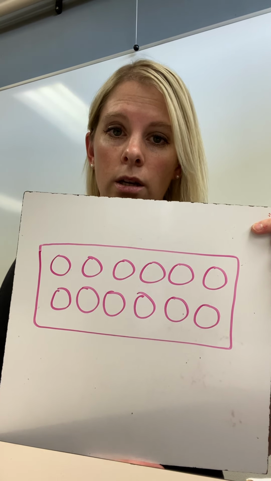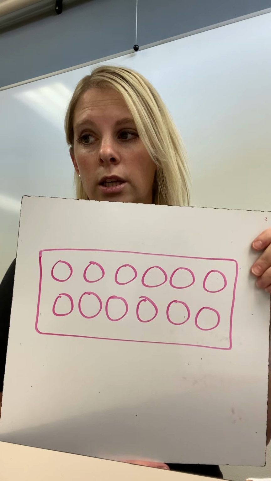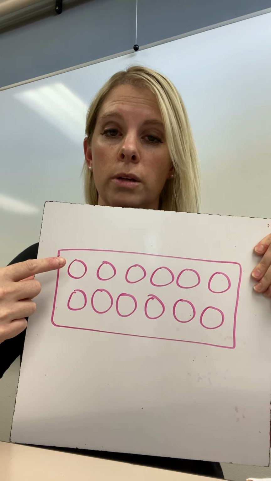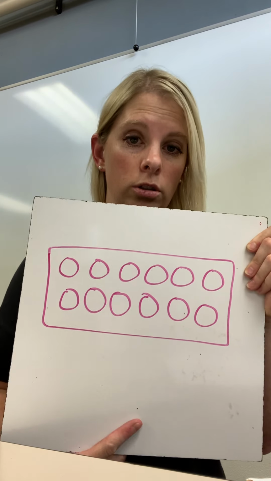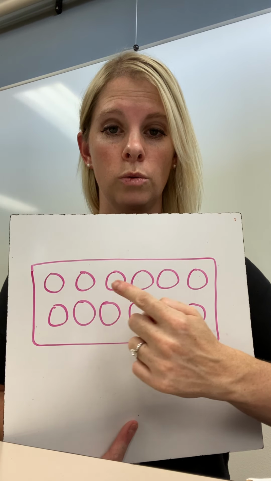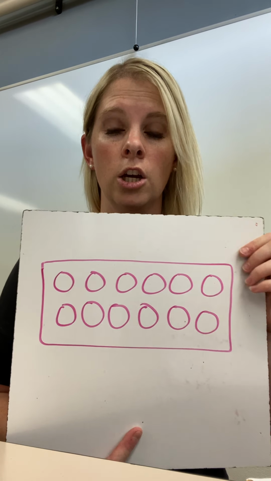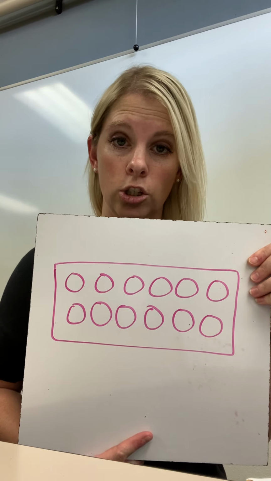Now I want to go ahead and talk to you about an array and show you what an array looks like so that you can use it in math. So I'm drawing out my array, okay? Here's my array. What I want you to notice is an array has rows. So how many rows do I have? I have two. One, two. How many circles are in each row? One, two, three, four, five, six. So I've got two rows of six in each row.